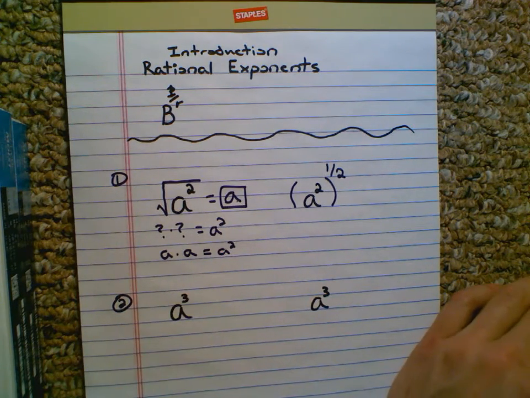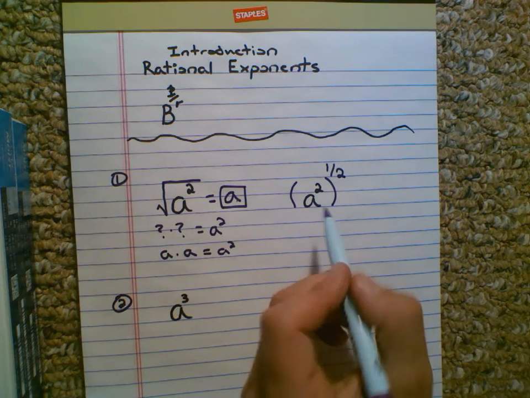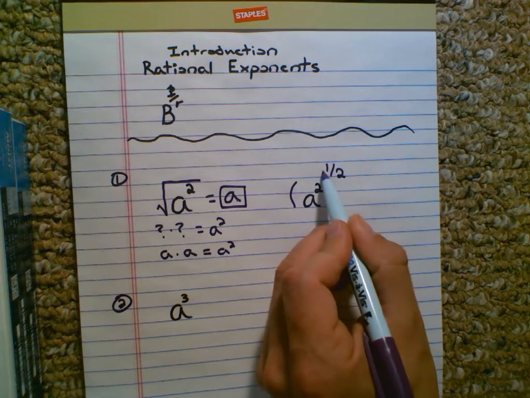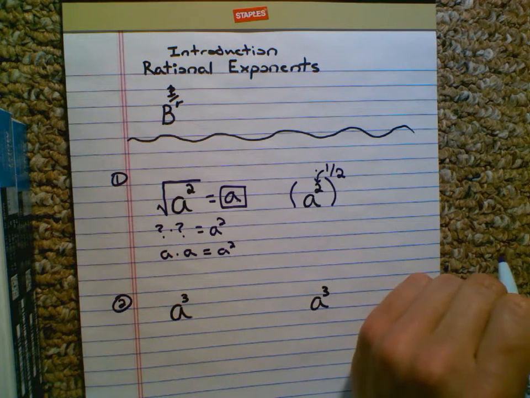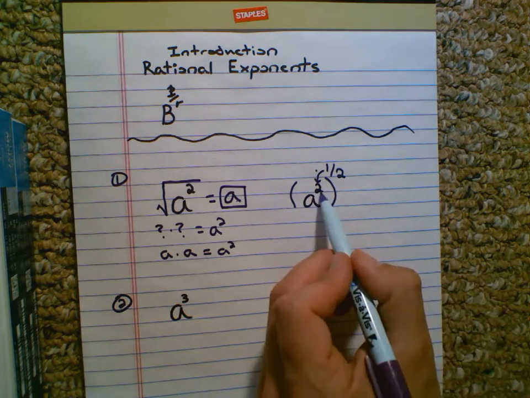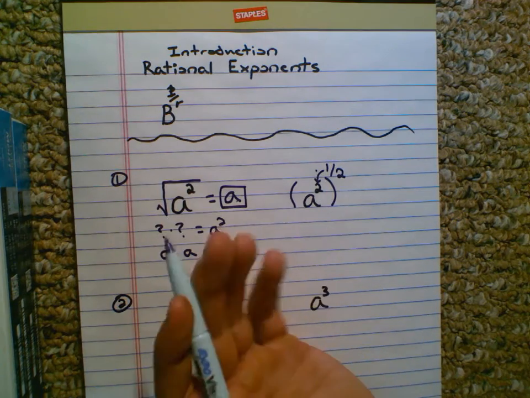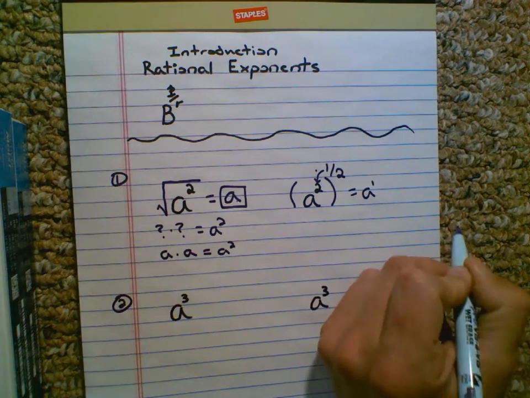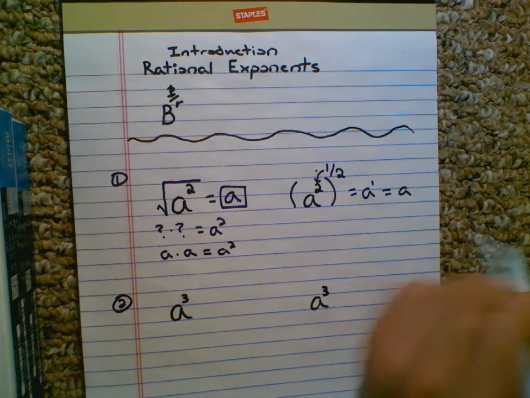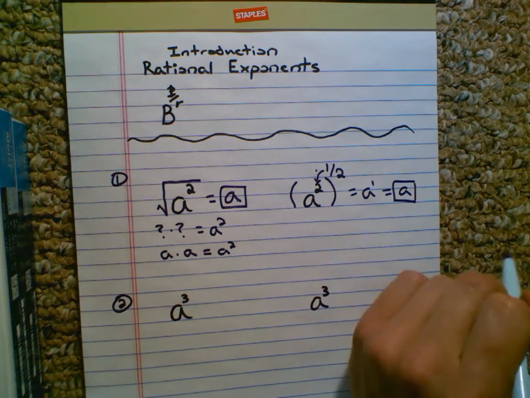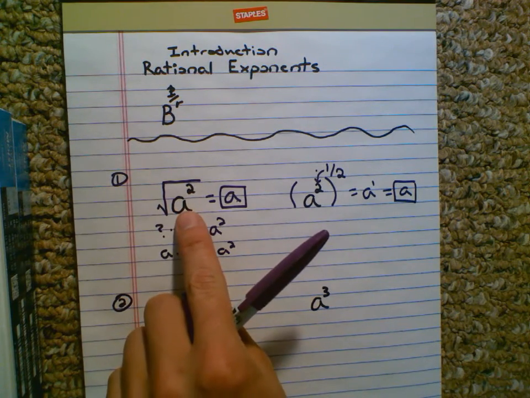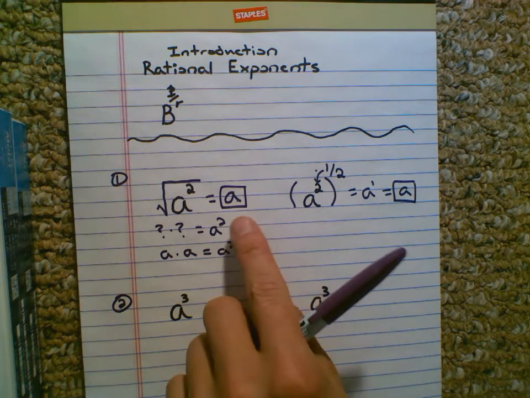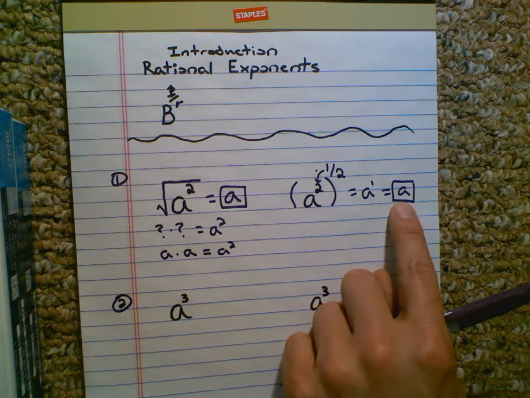When I look at the second expression that I've raised to the 1/2 power, when I raise a power to a power, I multiply the exponents. Well, if I take 2 times a half, I just ask myself, what is half of 2? Well, half of 2 is 1, so I get a to the first, or just a. Notice that when I take the square root of this, or when I raise it to the 1/2 power, in both instances, I get a for an answer.